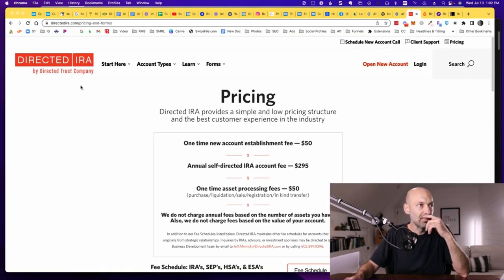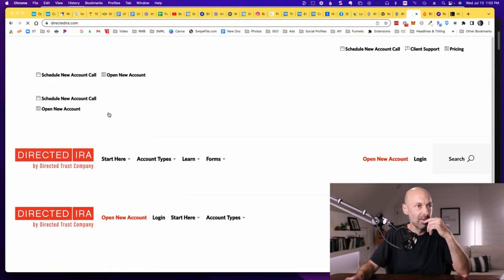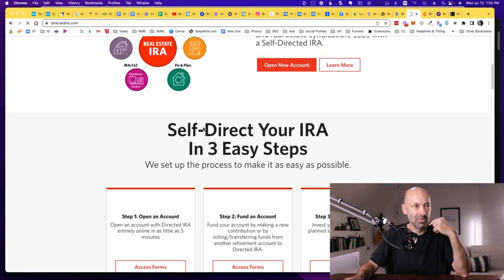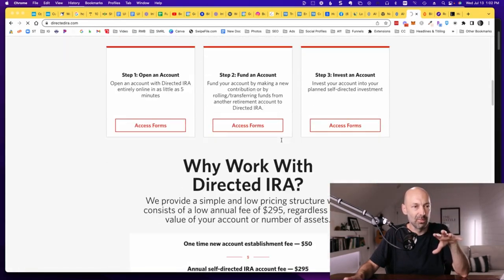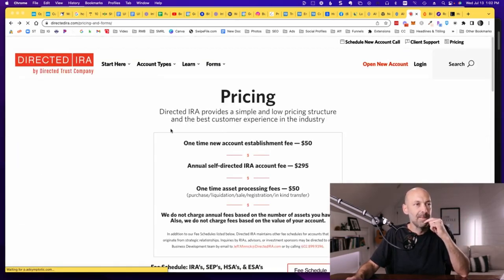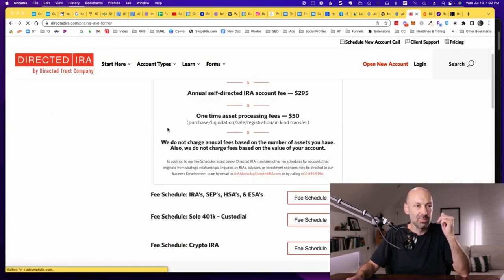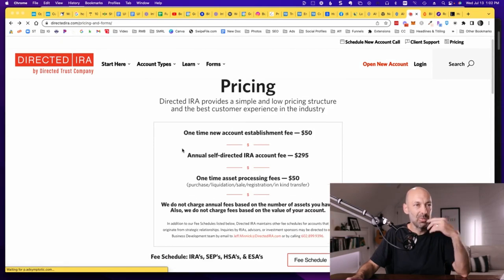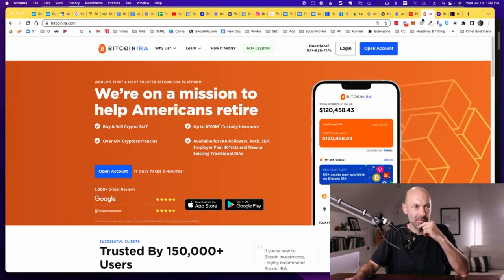Another one I was looking at is this one, Directed IRA. As I was exploring what the process would be like, it just felt kind of confusing and not super clear. And so the pricing, I didn't really like the way that they were doing it. It was just going to end up costing me more. And it just felt a little bit clunky to me. And so I just ruled that one out.